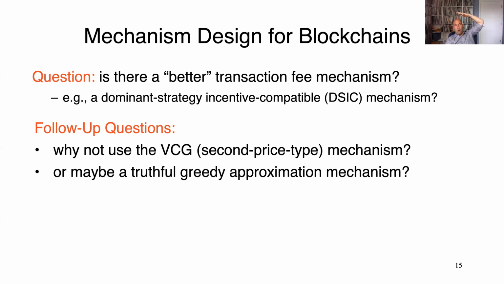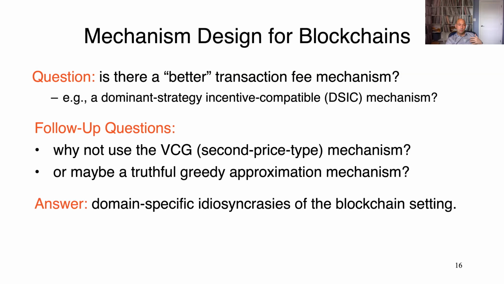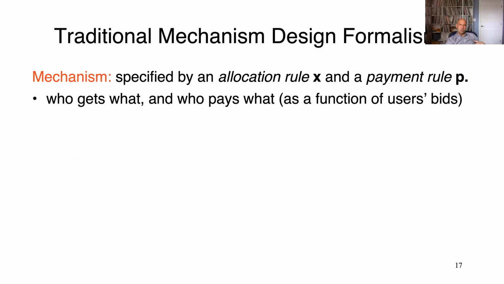All right, so why don't we just do that? Why don't we just use one of these second price type VCG mechanisms? And the answer is because the blockchain won't let us, in effect. So I want to explain that in more detail. Why do we have to rethink traditional mechanism design to make progress on blockchain transaction fee design?